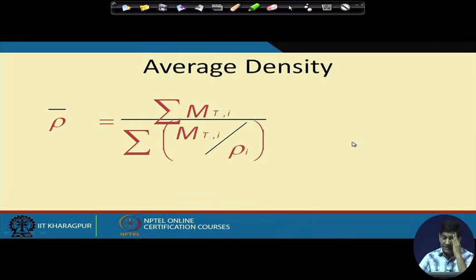So what is average density? Density is mass upon volume. For density, again, we cannot take a weighted average. The question is why, and try to understand why I am saying that, because density is not an independent parameter. Density is a dependent parameter.